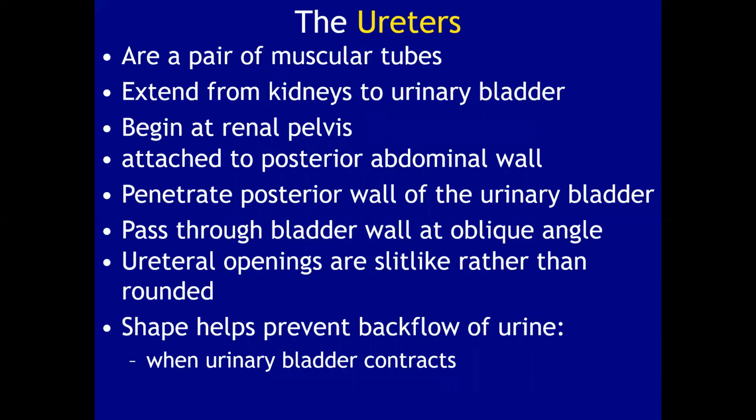The ureters are muscular tubes that go from the kidneys to the urinary bladder. They begin at a place called the renal pelvis of the kidney. They are actually attached to your abdominal wall. They penetrate the posterior wall of the urinary bladder at what is called an oblique angle, and the openings in the urinary bladder are slit-like.